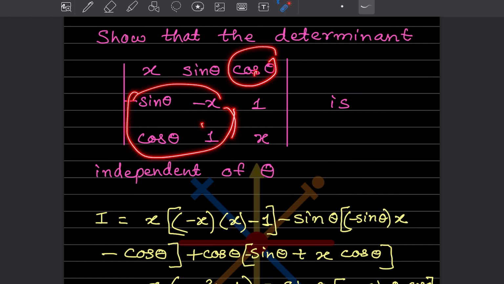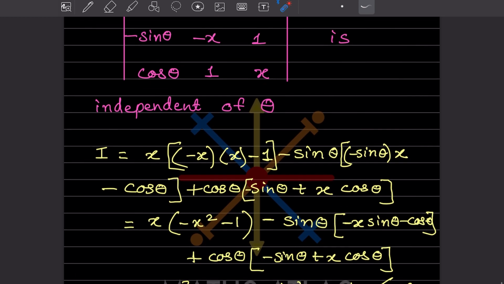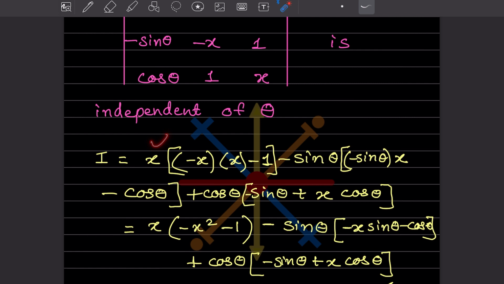So cos theta will be here, that is plus. Then minus cos theta, and this minus minus becomes plus x cos theta. So now this is done. What will we do? This we will keep outside the bracket. So now let us solve the inside bracket.